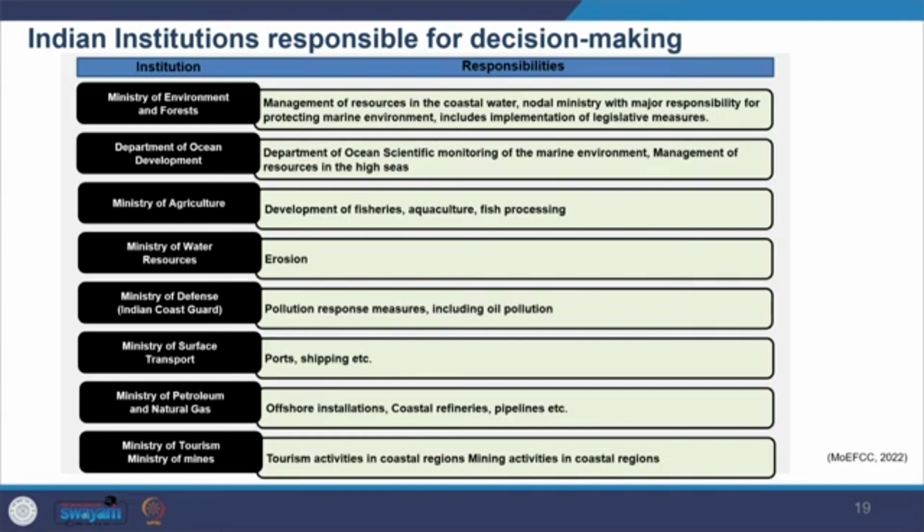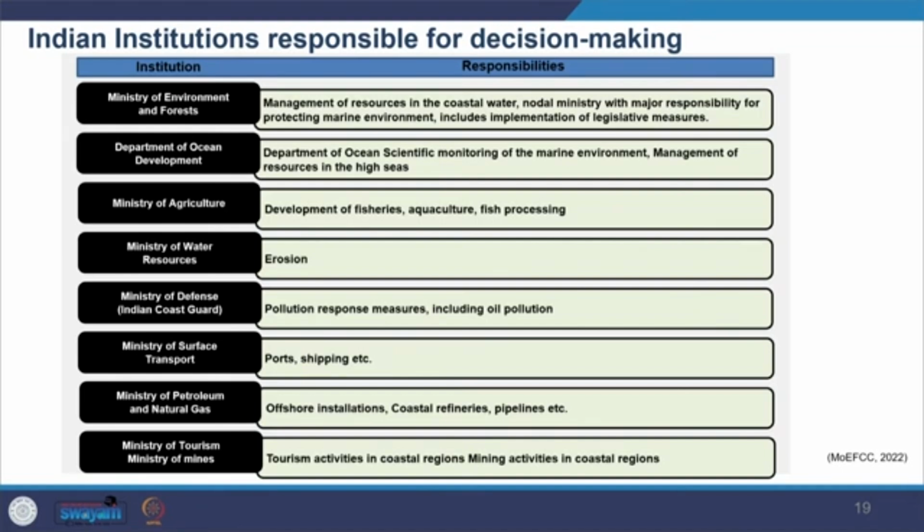MOEFCC is responsible for management of resources in the coastal areas and coastal water, and it is the nodal ministry with major responsibility for protecting the marine environment. It is also responsible for undertaking all legislative measures. So whatever legislations are prepared, MOEFCC is the major authority here. You also see the Department of Ocean Development, which looks into the scientific monitoring of the marine environment and management of resources in the high seas.